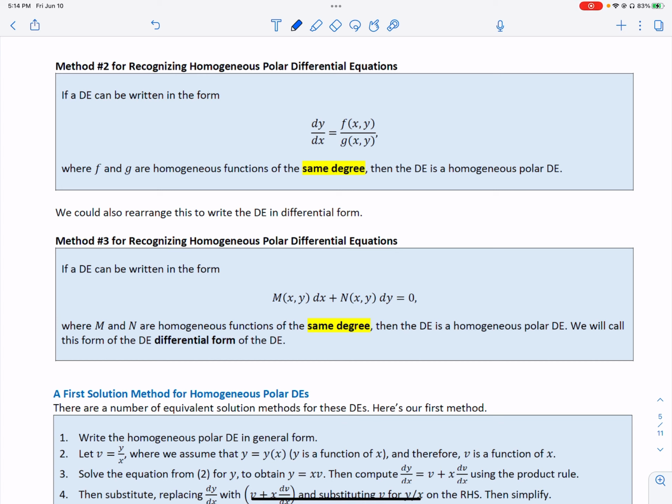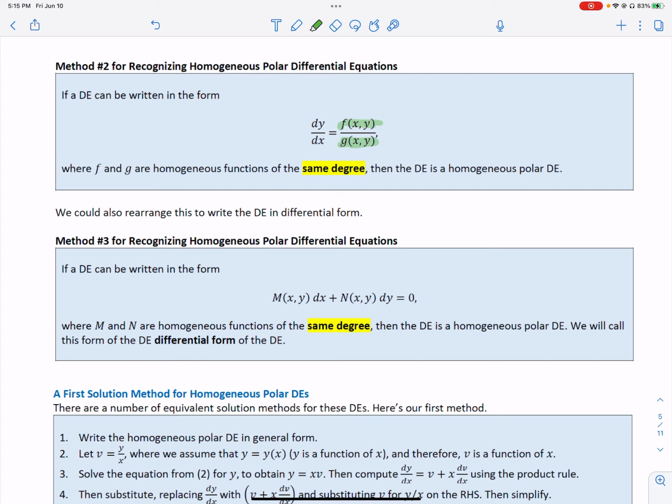If a DE can be written in this form, so if I can get dy over dx equals some fraction, then if this function is a homogeneous function of degree n, and this function is a homogeneous function of the same degree, then the DE itself is homogeneous polar, and then we can use the methods I'm about to show you. But we have to show that first.